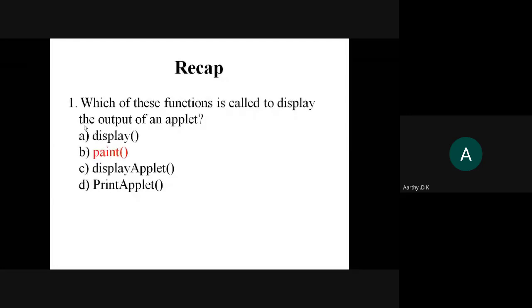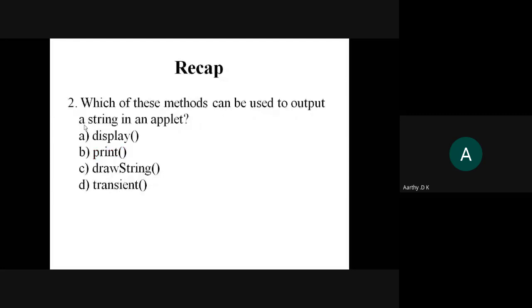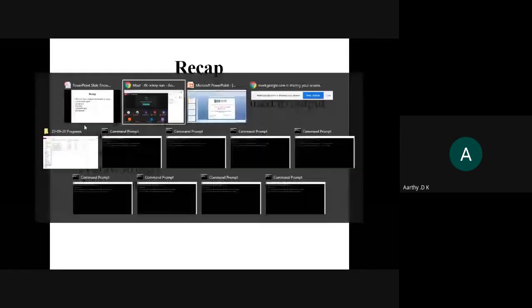Okay, next question. Which of these methods can be used to output a string in an applet? Just before, I told you this method. Display, print, drawString, transient. Which method is used to output a string in an applet? So what is your answer?